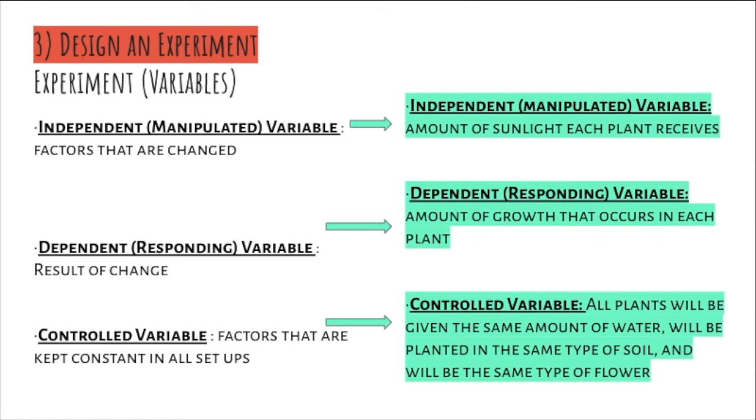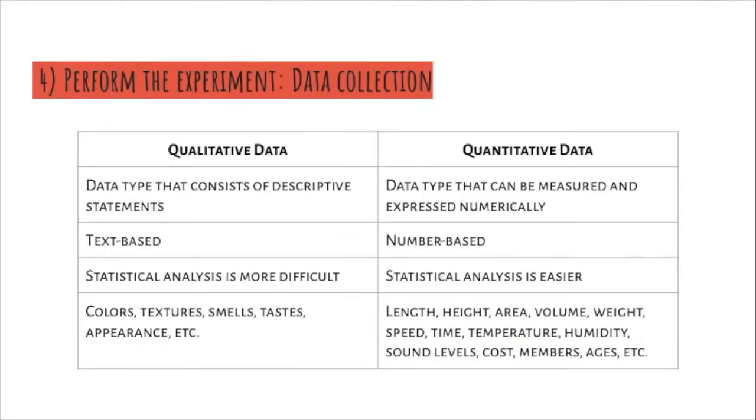In our experiment, some controlled variables that we would think about include the amount of water given to each plant, the type of plant used, and the type of soil used. If plants received a different amount of water, it would compromise the results, and our study on the effect of sunlight on plant growth would not be accurate.